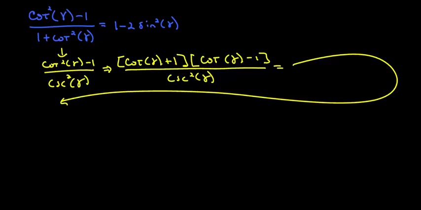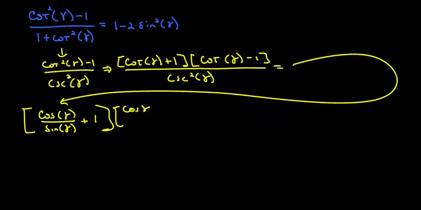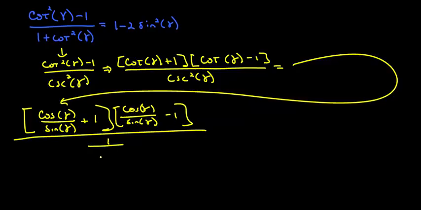You know what I could do, though? I could write it like this. I guess probably the easiest way would be to now switch things into sine and cosine. So I'm going to have the following. I'm going to have cosine gamma over sine gamma plus 1 times cosine gamma over sine gamma again minus 1. And that's going to be 1 over sine squared gamma.